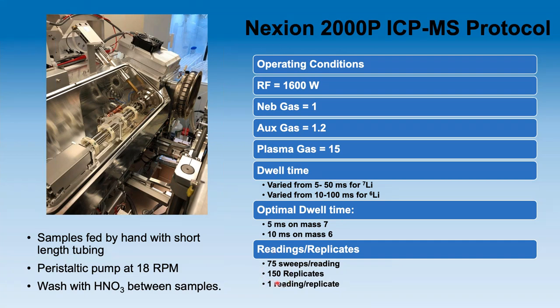But what we did do is 75 sweeps per reading. So we repeated this back and forth 75 times to give us a reading. And then we repeated that for 150 replicates. Overkill, and I'll show you why, but in the long run, it gave us data that allowed us to see how things are changing over time.